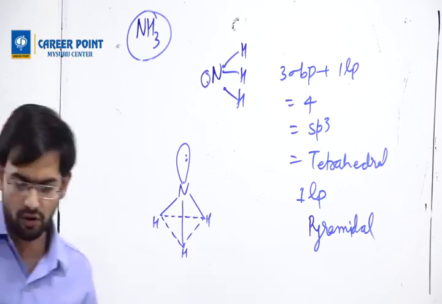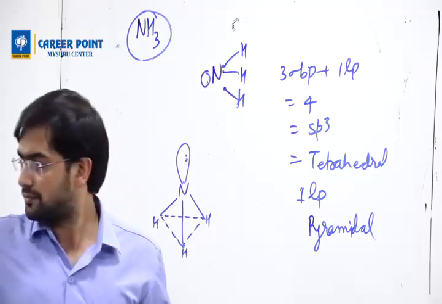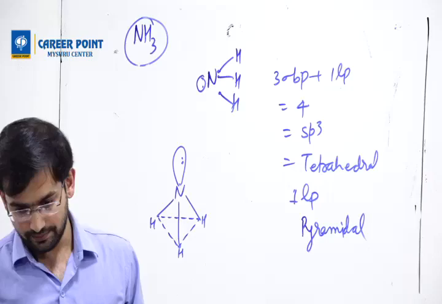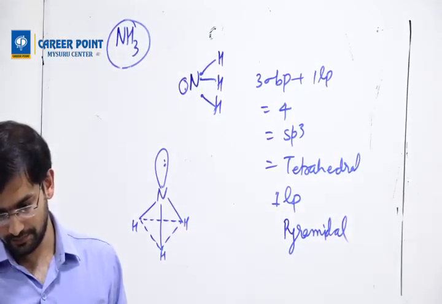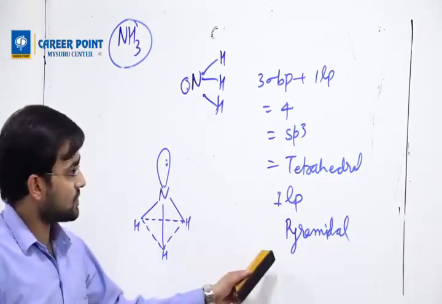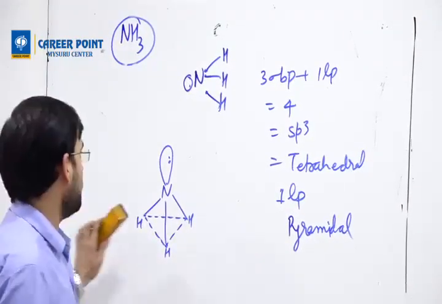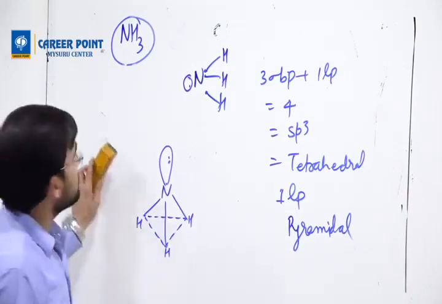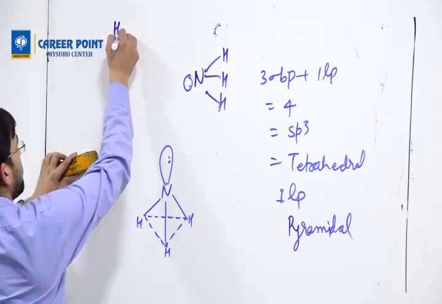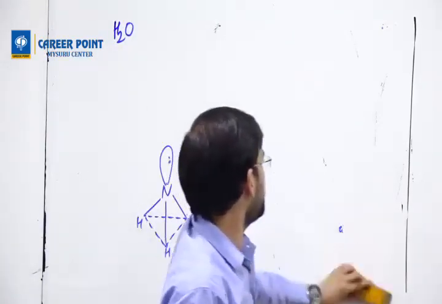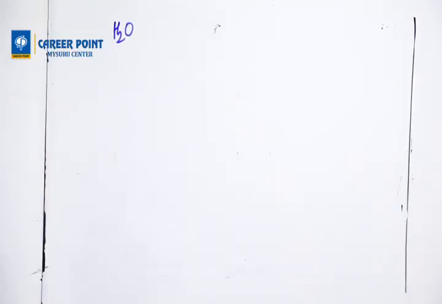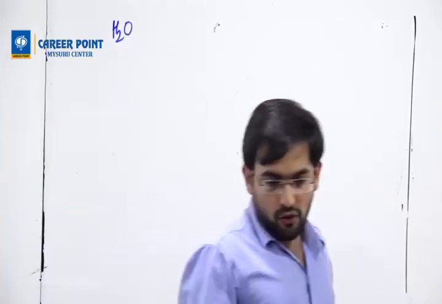Now we'll do little bit more. We have some more to do. Any doubt till now? So ammonia is pyramidal, okay? Ammonia is pyramidal. So now we'll do one more at the last for this. Water. Do it for this. This is a very important compound. For chemistry also, for our life also. Do it for water.